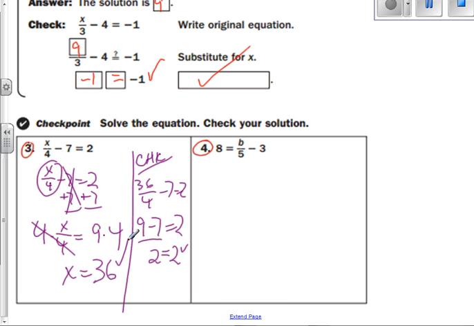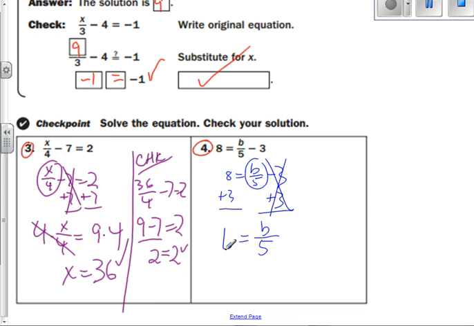Now if I look at number 4, I have 8 is equal to b divided by 5 minus 3. I'm going to add 3 to both sides. It gives me 0 on the right, and I'm left with just b divided by 5, and that gives me 11 on the left-hand side. Then you're going to multiply both sides by 5. That gives me 1 on the right-hand side. You're left with just b. So I have b is equal to 5 times 11, which is 55.